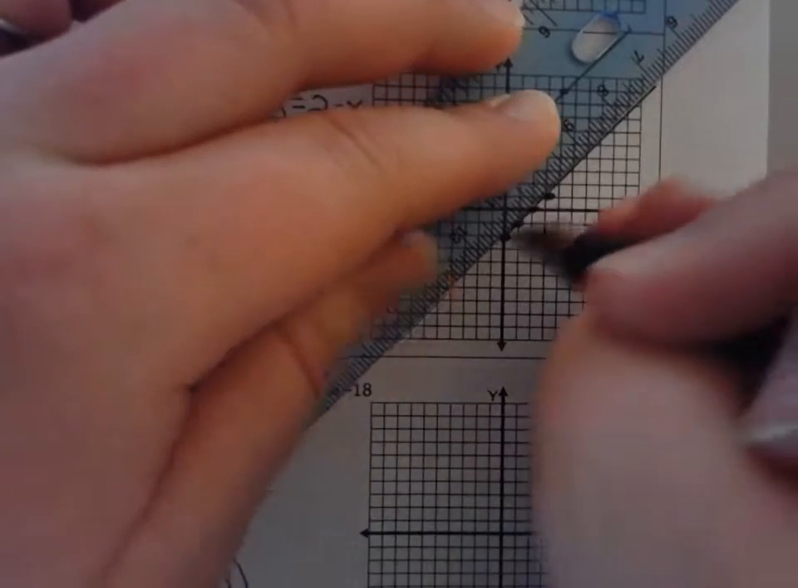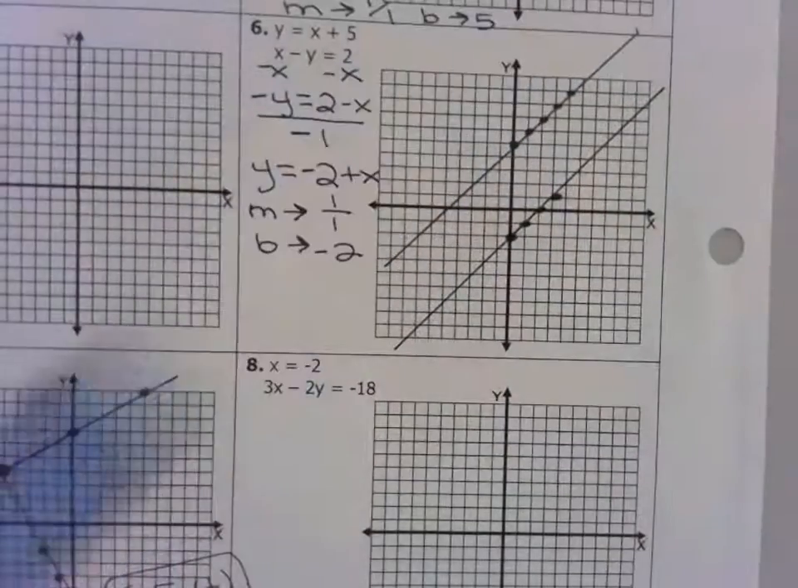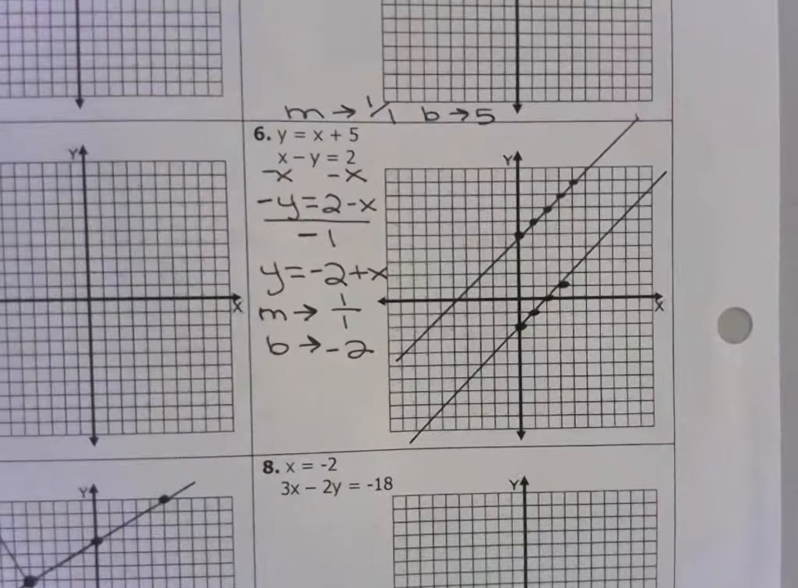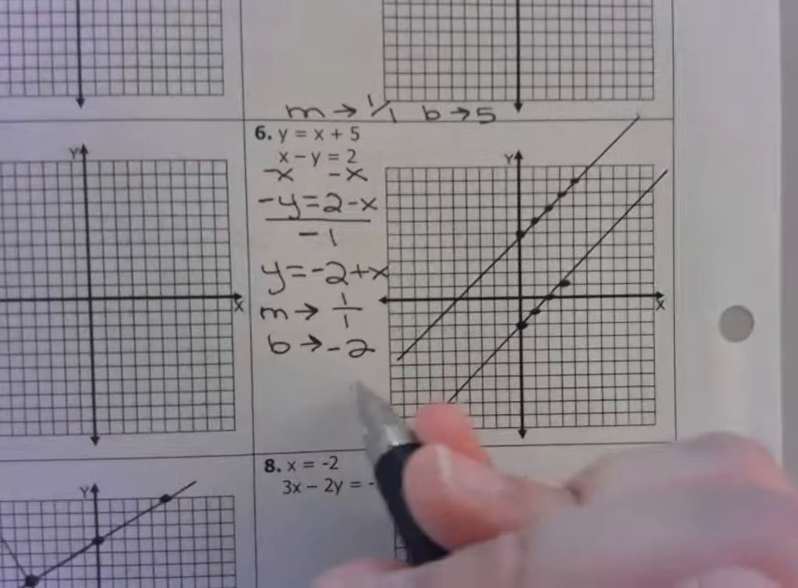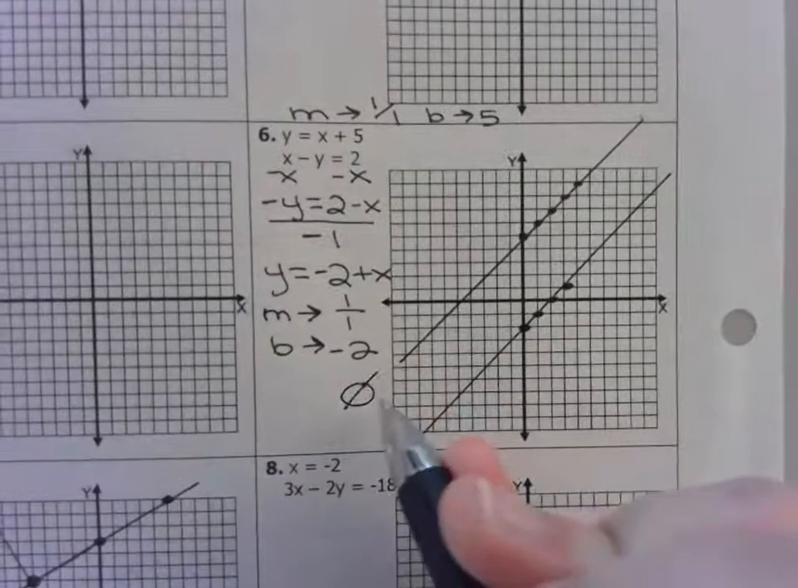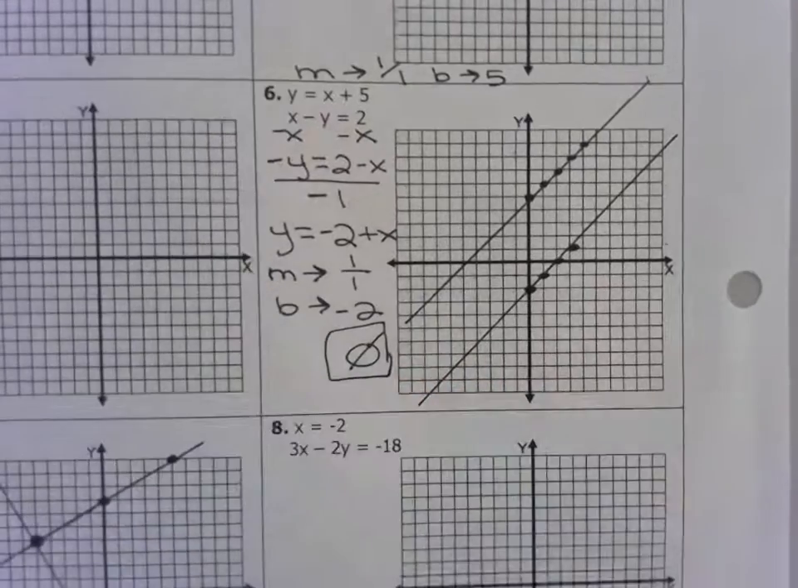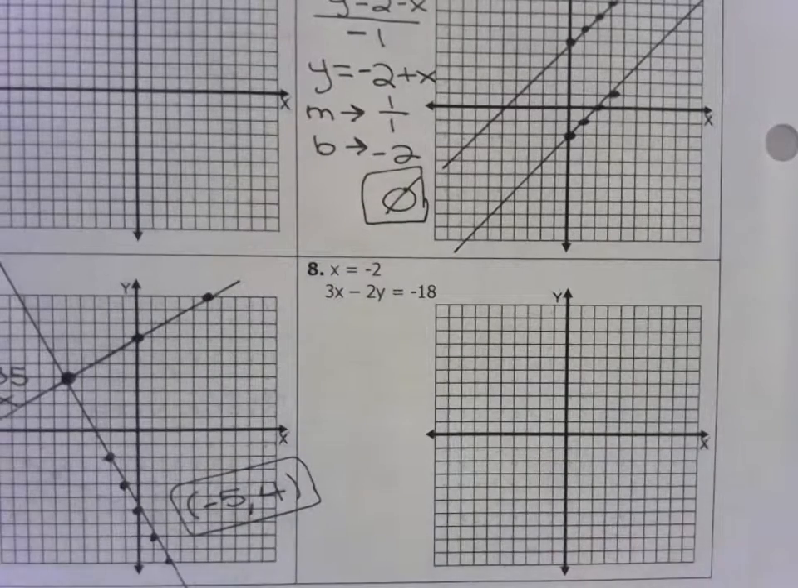How could I have noticed they were parallel without graphing them? They have the same slope. Remember, parallel lines have the same slope. If they are parallel, do they intersect anywhere? No. So it is no solution. You can either write no solution or draw that symbol. There's no ordered pair where they cross.